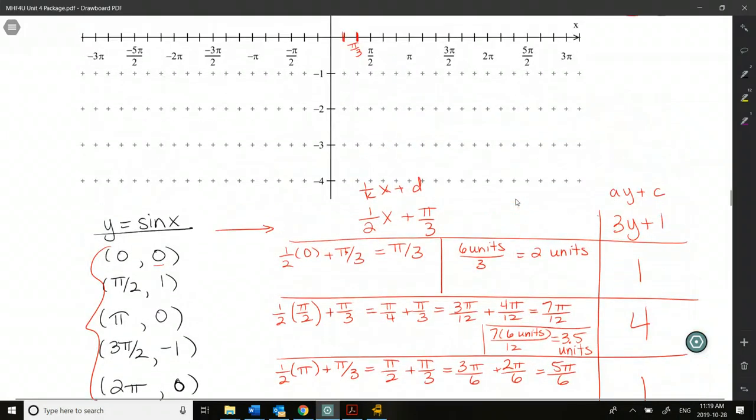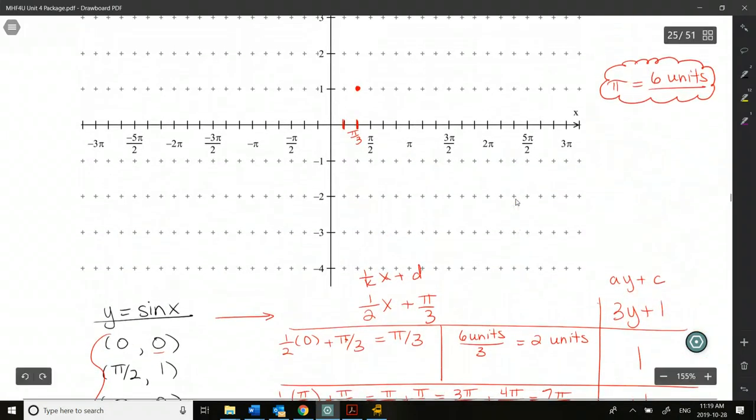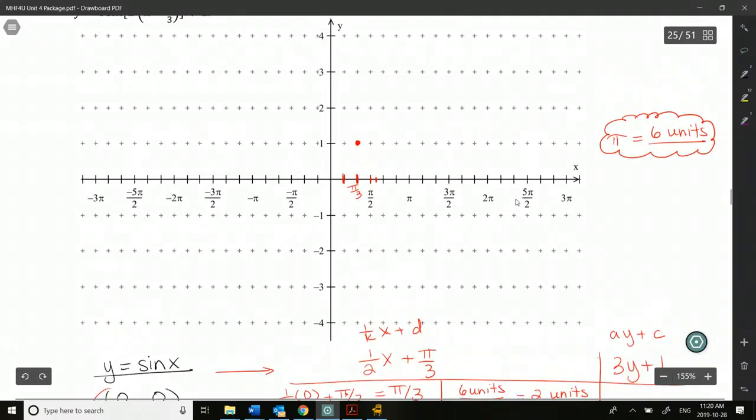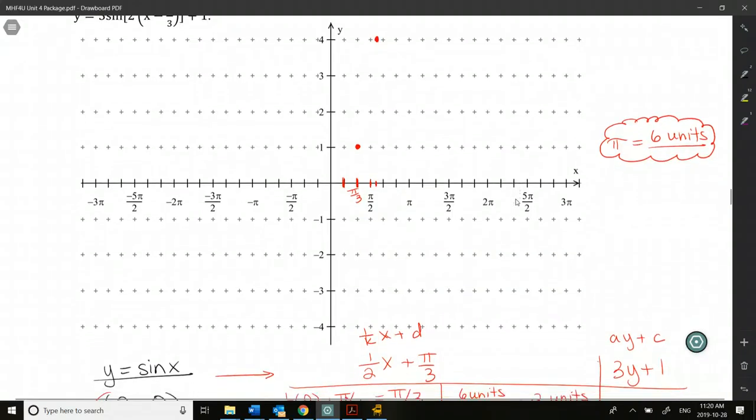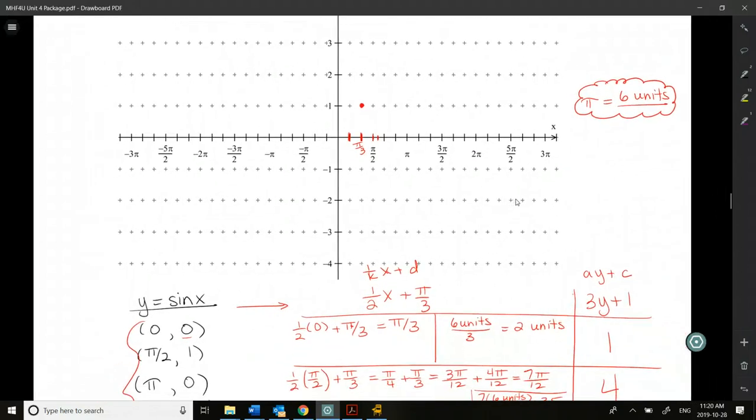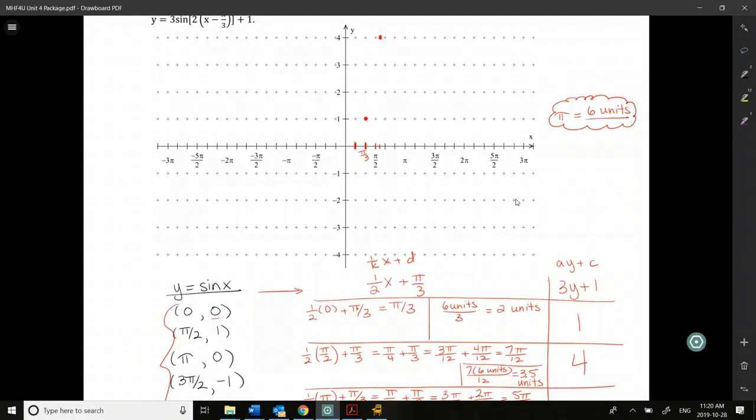So let's look at 3.5. So 1, 2, 3.5 at a y-coordinate of 4. So 0.5, 3.5 up at 4. Okay, so I'm just graphing that.